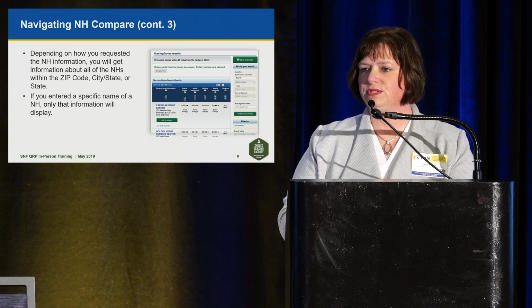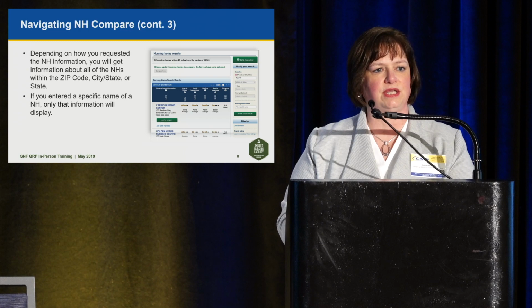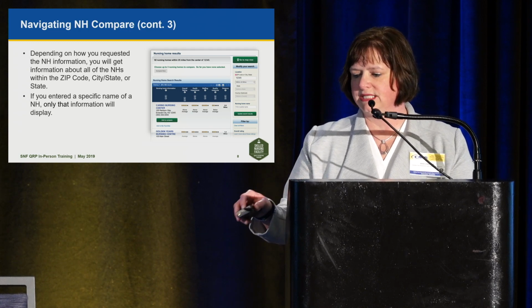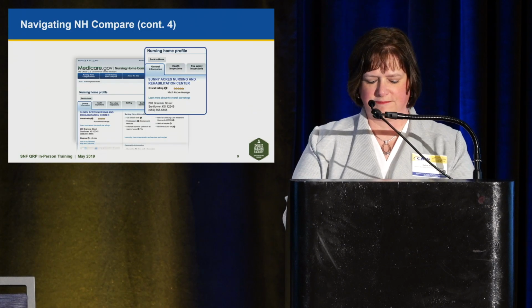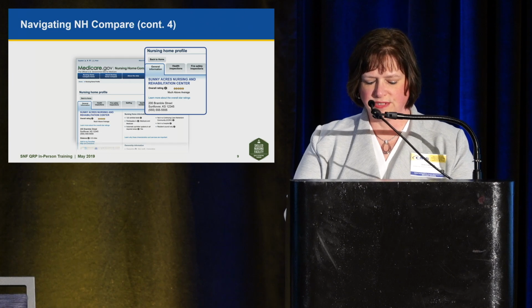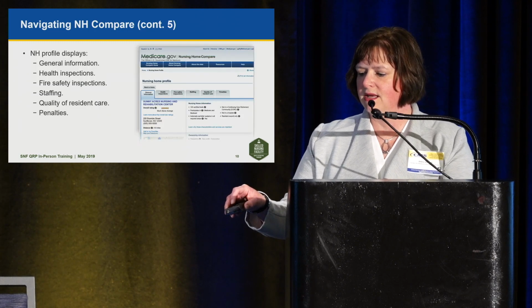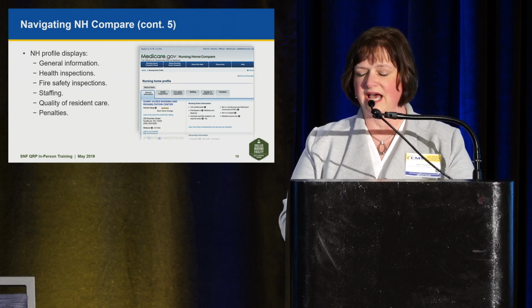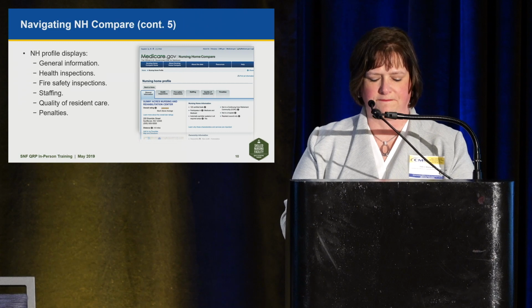In order to view the results of the data for the particular facility, you would simply select the facility's name, which is a link that will take you to a page that looks like this. So you will see that the nursing home profile page will display. And on that page, you will see that there are 6 tabs with which you can obtain additional information about that nursing facility.